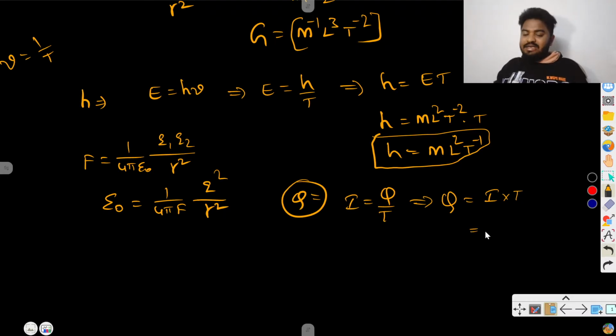So for current, ampere, into time T. This is the dimension formula for charge.